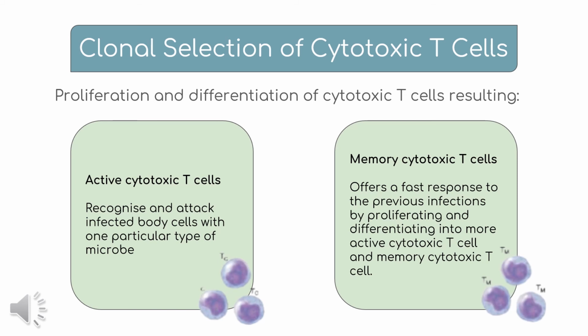Active cytotoxic T cells will recognize and attack the infected body cells with one particular type of microbe. Memory T cells are long-lived cells that offer a fast response to the previous infection, the same infection to be exact, by proliferating and differentiating into more active cytotoxic T cells and memory cytotoxic T cells.